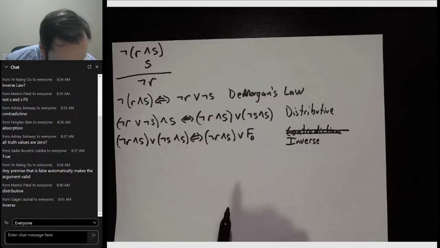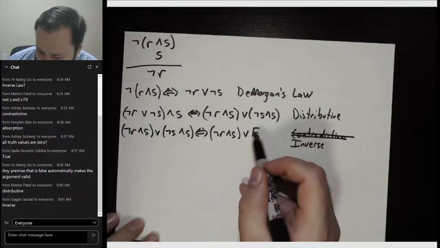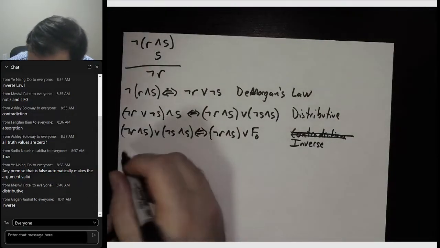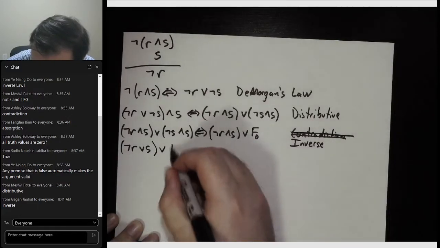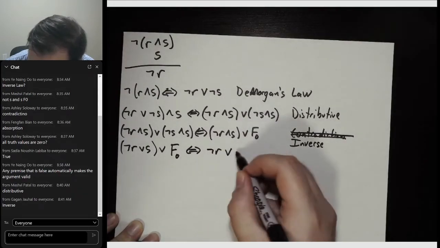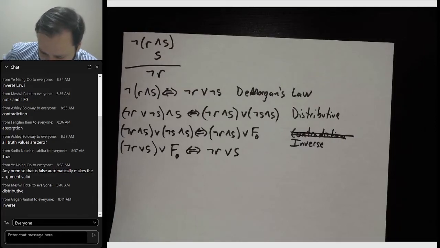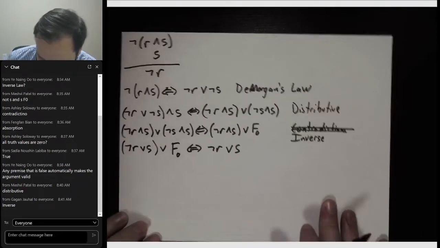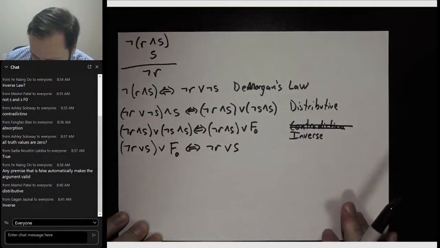And now we can use an identity law to say there's no reason to say or falsehood. That doesn't make any sense. Might as well not include it. It's logically equivalent to not R or S. Okay. So now we have not R or S and S.